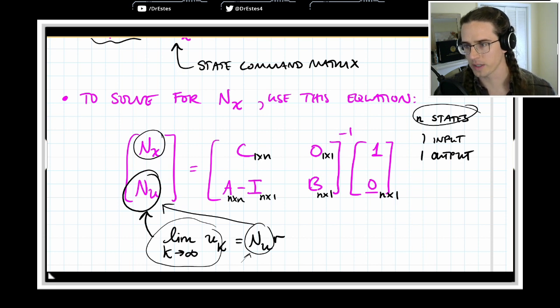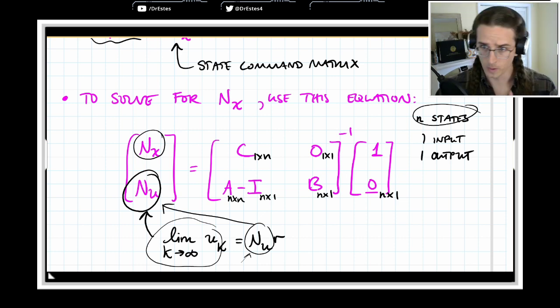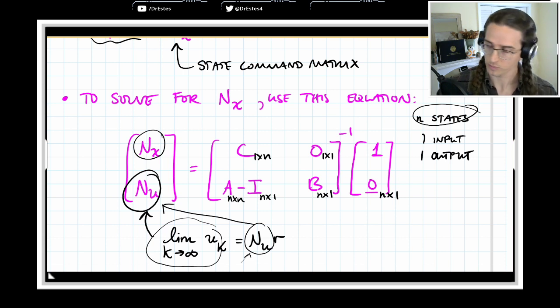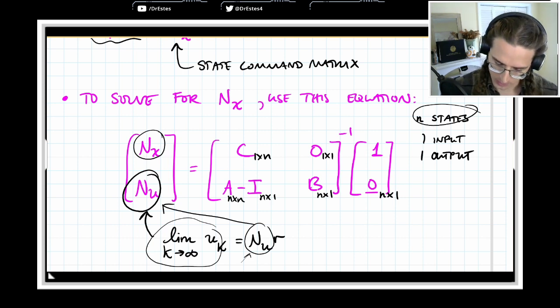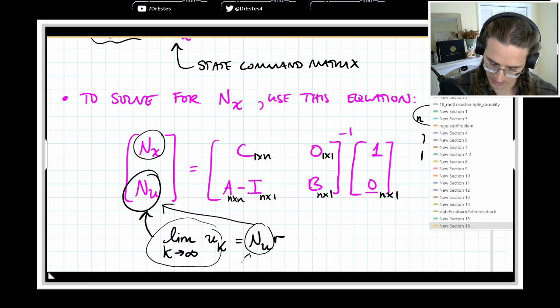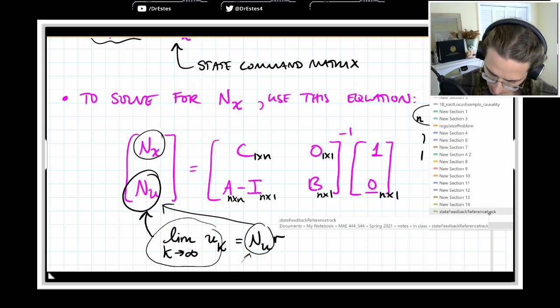If we're not told how many inputs and outputs, can we always assume SISO? You will always know the number of inputs and outputs. I don't think there's any reason you wouldn't know how many inputs and outputs you have for a controls problem. Okay, I want to go back to our handout from last time because I want to do an example where we solve for Nx and Nu.